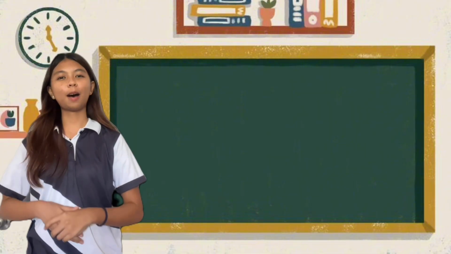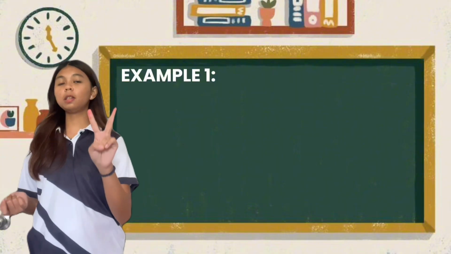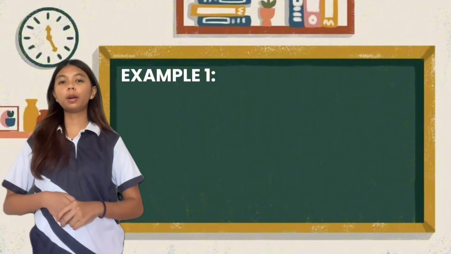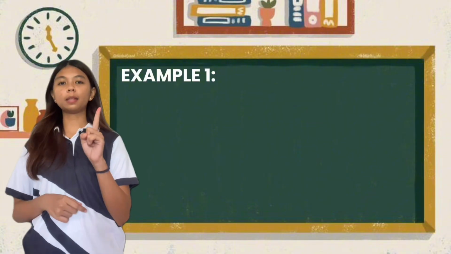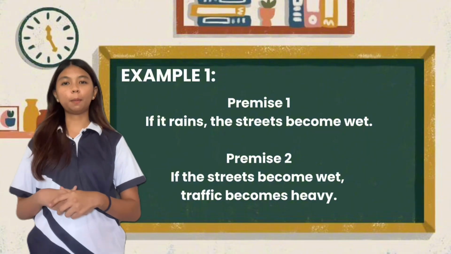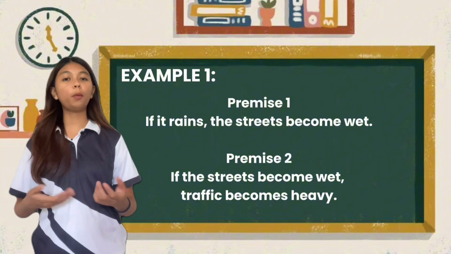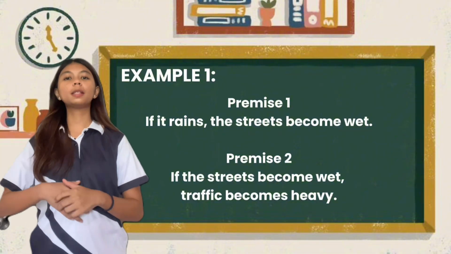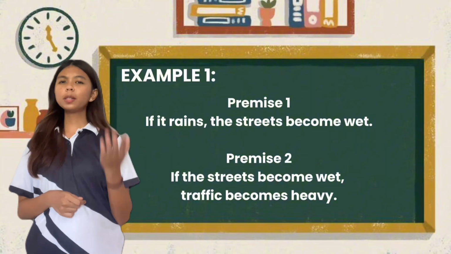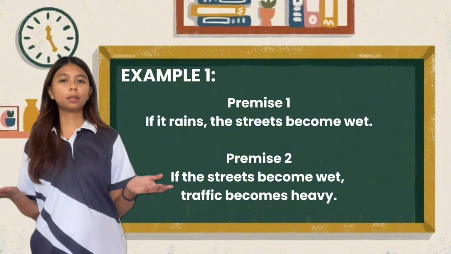Now, let's have an example. Suppose we have two conditional statements as our premises. First premise, if it rains, then the street becomes wet. The second premise, if the street becomes wet, then traffic becomes heavy. So, using hypothetical syllogism, what can we conclude?